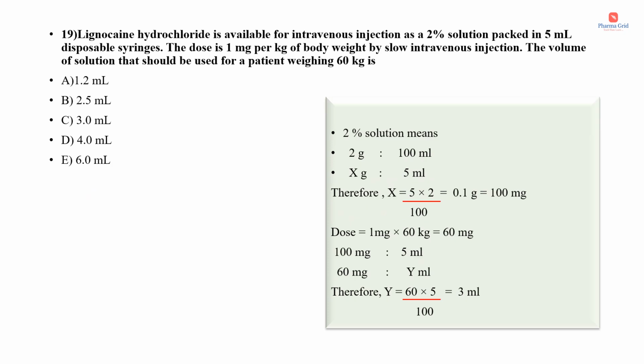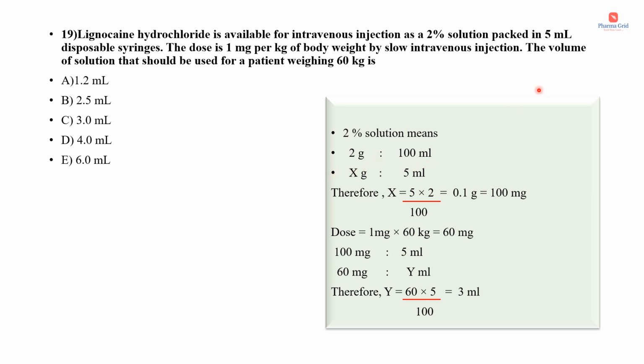Next one, lignocaine hydrochloride is available for intravenous injection as a 2% solution packed in 5 ml disposable syringes. The dose is 1 milligram per kilogram of body weight by slow intravenous injection. The volume of solution that should be used for a patient weighing 60 kilogram is. So what are the data given in this question? Lignocaine hydrochloride is available as a 2% solution. So 2% solution means 2 gram is present in 100 ml.